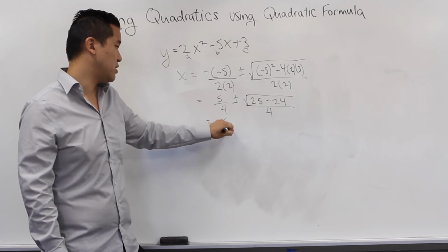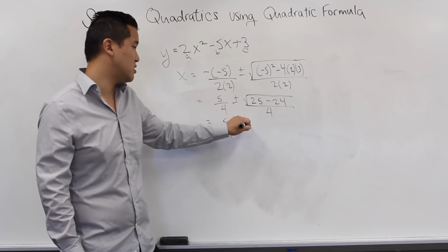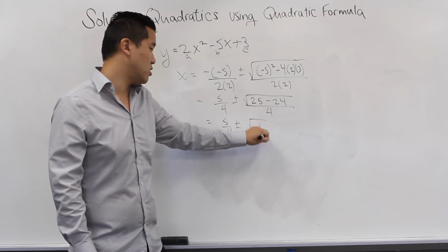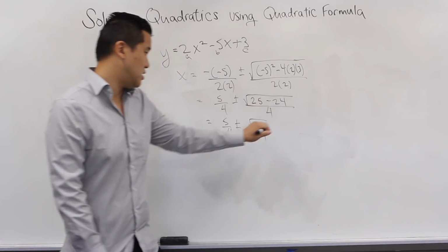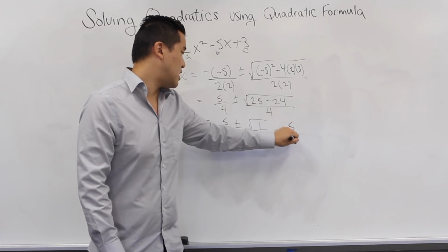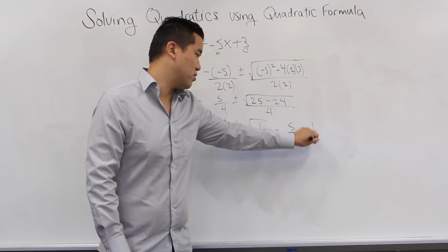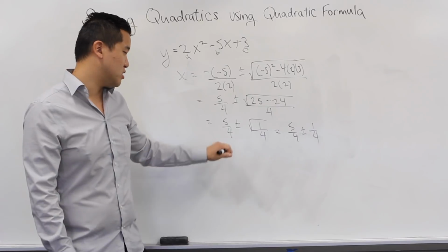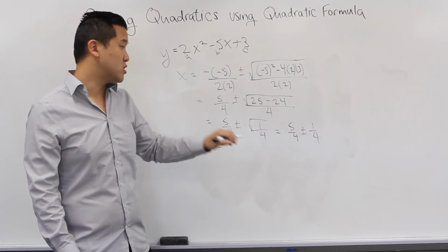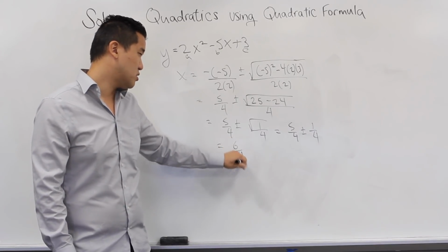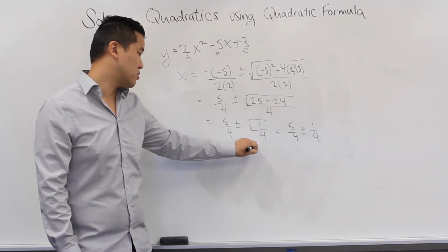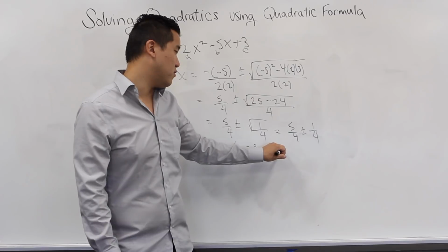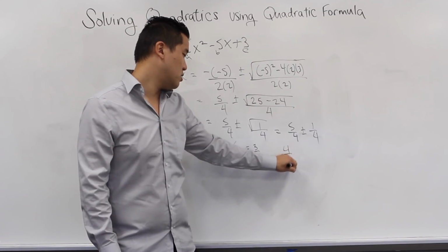So you keep simplifying this. 5 fourths plus or minus square root of 25 minus 24 is 1, over 4. What is the square root of 1? Good, it's 1. So you have 5 fourths plus or minus 1 fourth. Let's combine 5 fourths and 1 fourth. I know it's fractions, but 5 fourths plus 1 fourth is 6 fourths, which is what? 3 halves. And then 5 fourths minus 1 fourth is what? 4 over 4, which is 1.